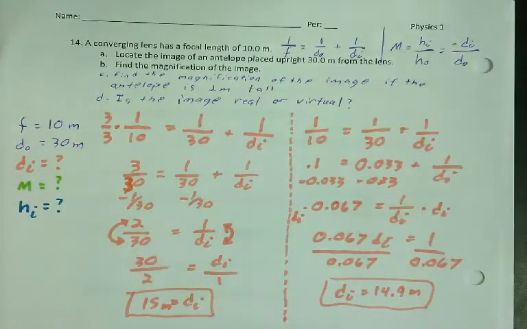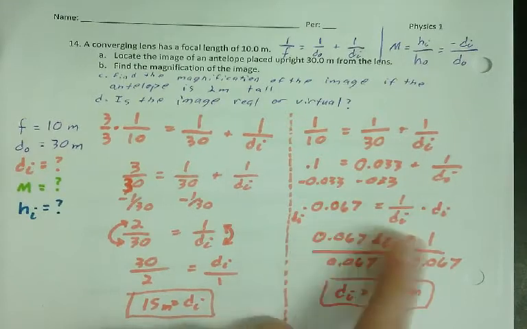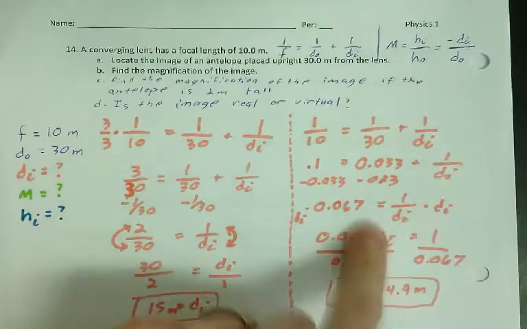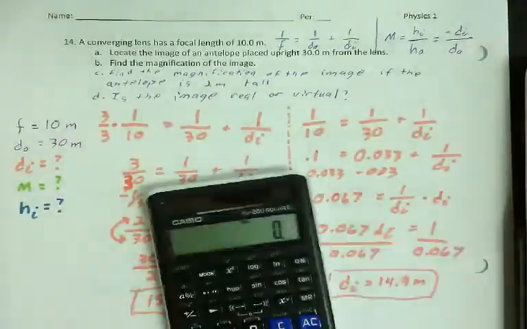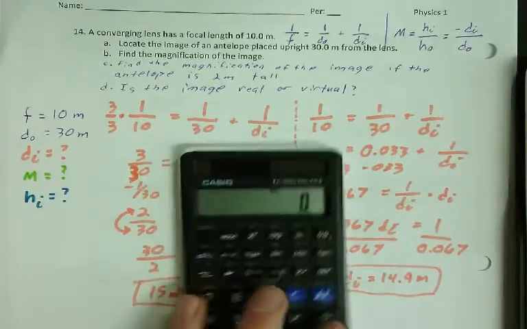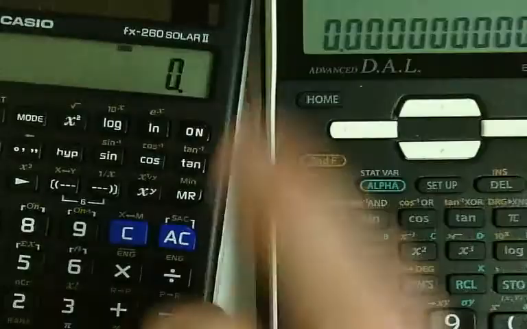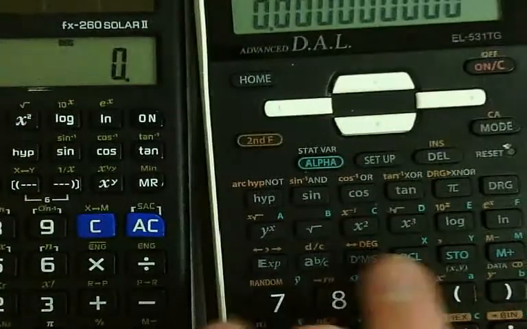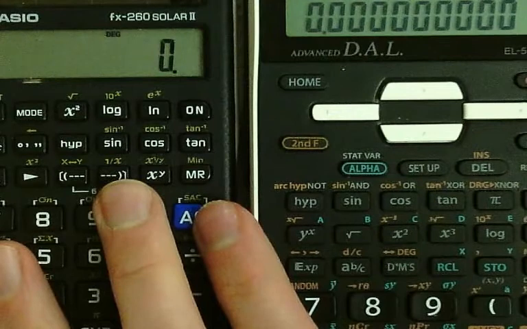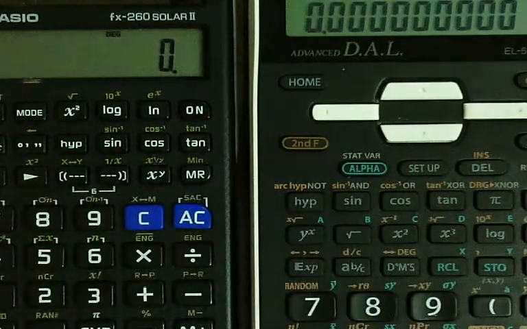Okay, I'm going to show you a shortcut on how to do this one, an easier way to do it. When you get to this point, 0.067 equals di, you can use your calculator to do the rest of the steps. On your calculator, there's either going to be a button that says 1 over x, like this, or a button that says x negative 1, like this one. All you have to do is that. You just hit that button and it'll do it for you.